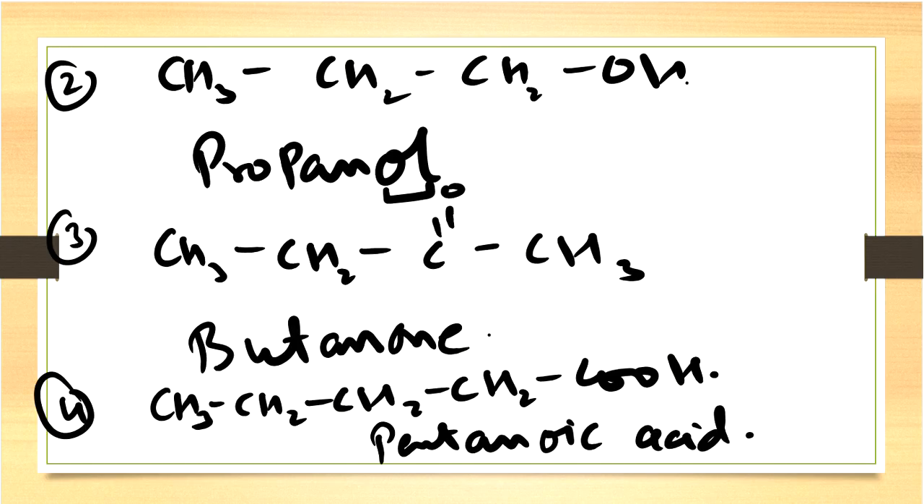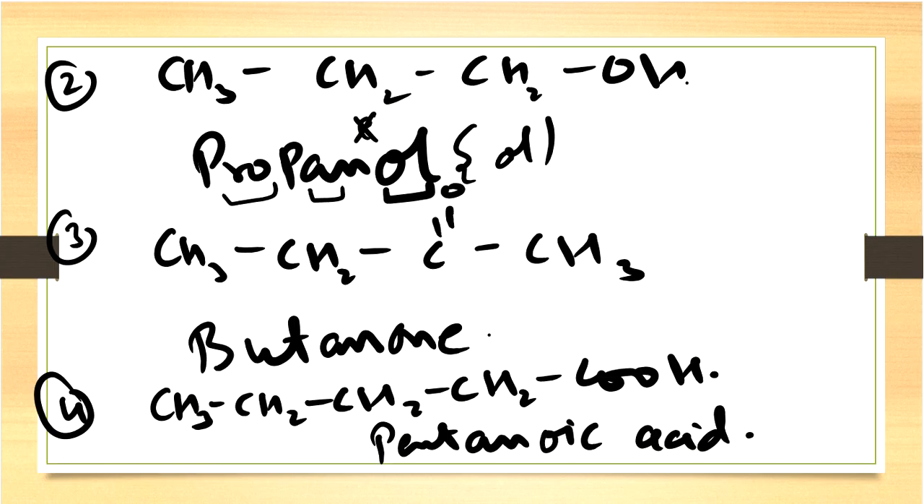Next, CH3, CH2, CH2OH. Okay. The number of carbon atoms is 3, so prop for 3, AN. We have to drop the E here, the E is escapable. After this we will write the suffix of alcohol, that is OL. Okay, the name will be propanol.